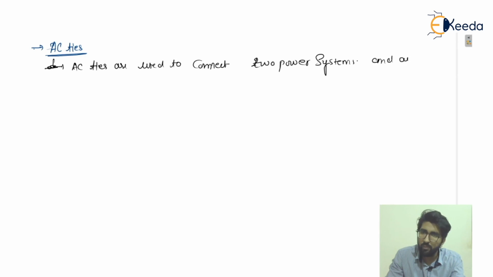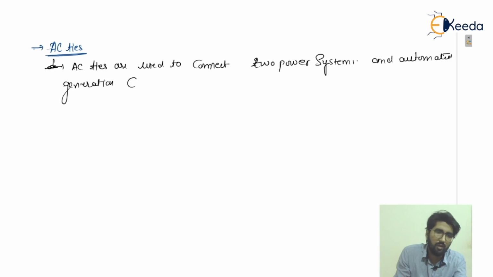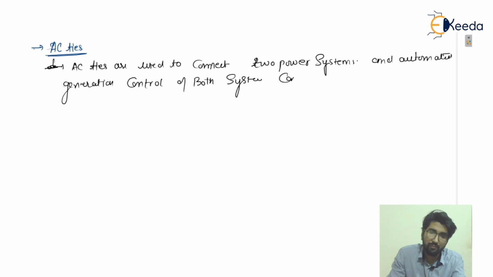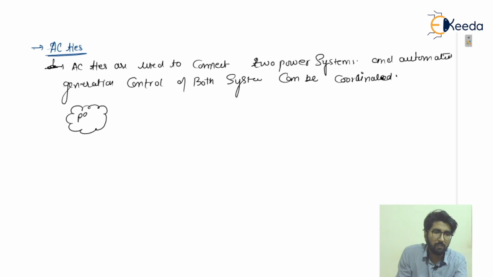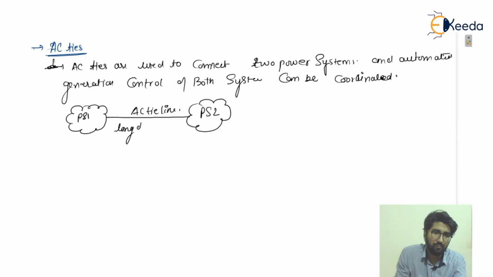and automated generation control of both systems can be coordinated. Most important. So let us suppose this is power system 1, this is power system 2, and they are connected in this way. This is called an AC tie line, used for long distances and for controllability purposes, so that if one fails, the supply can be maintained at the regular time.